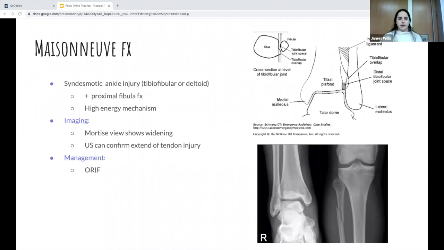You want to make sure you get your tib-fib to see the proximal fibular fracture, which usually they don't do anything about. When these patients go to surgery, no one cares about the fibula, but somehow they always like to ask about the fibula for the Maisonneuve fracture. What you're concerned about is actually the syndesmosis.